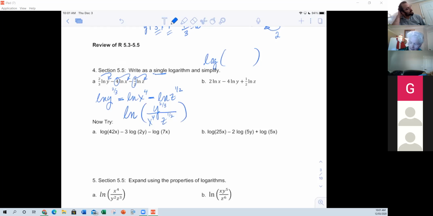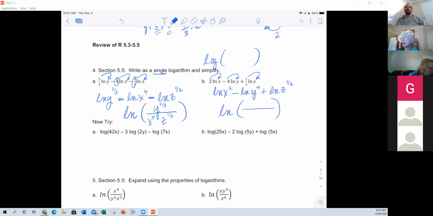So here, another example. Get rid of the coefficients first by changing them into exponents. So this would be ln x squared minus ln y to the 4th plus ln z to the 1/2. Once you've gotten rid of the coefficients and turned them into exponents, now you're ready for your log of a blob.